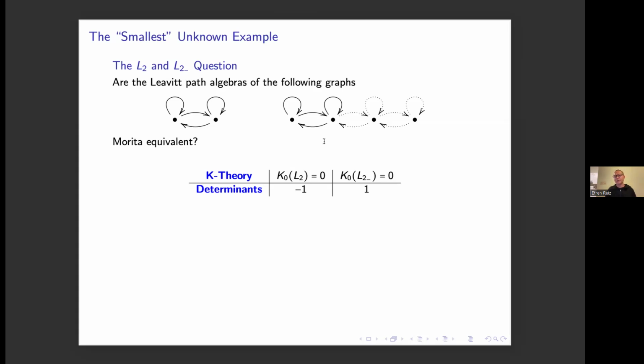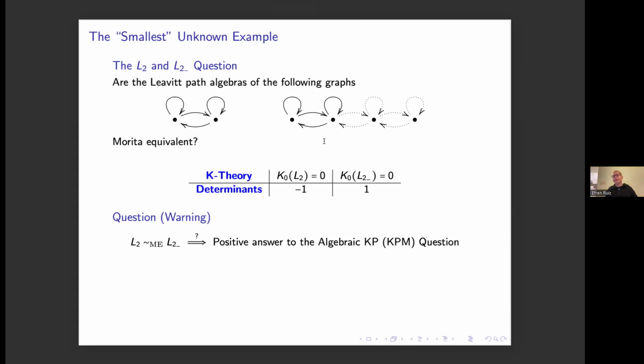And then the determinants are different. It's 1 and -1 for the respective graphs. And so it's unknown whether these two Leavitt path algebras are Morita equivalent. Basically, the majority of the work on the algebraic Kirchberg-Phillips question is trying to determine whether these two Leavitt path algebras are isomorphic.